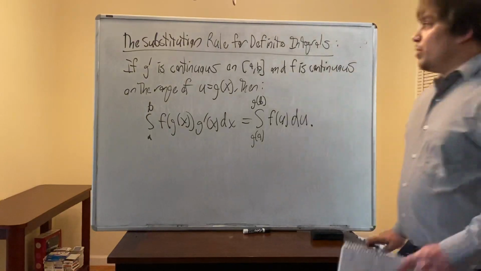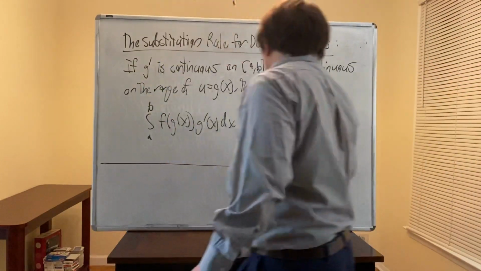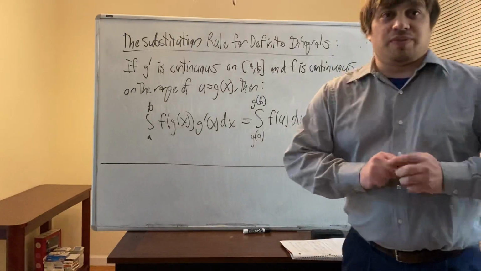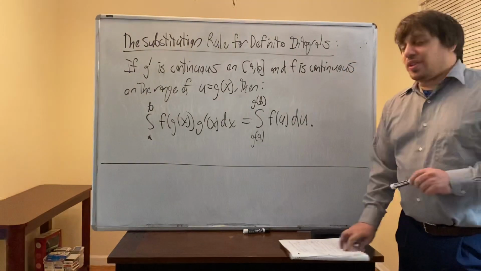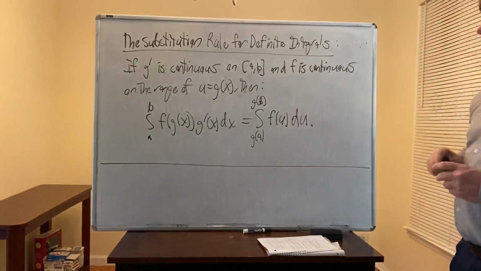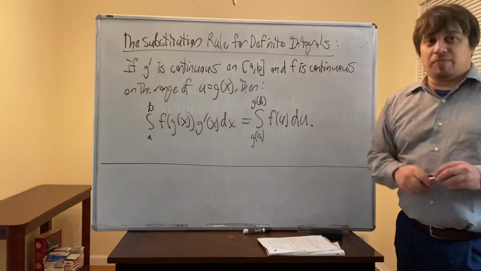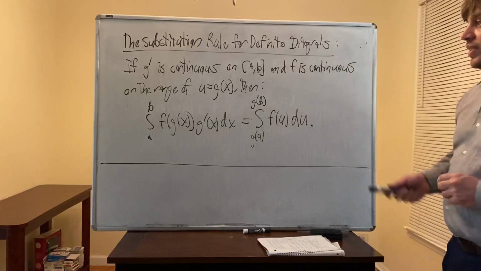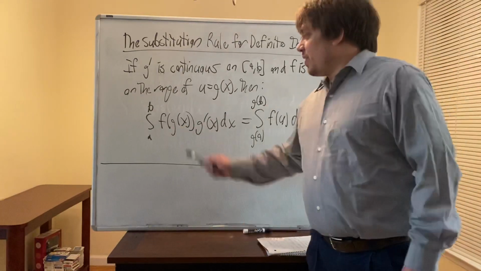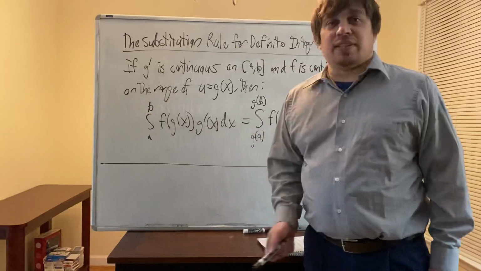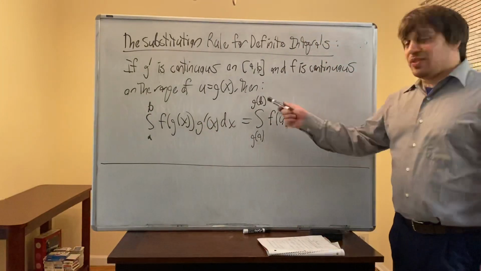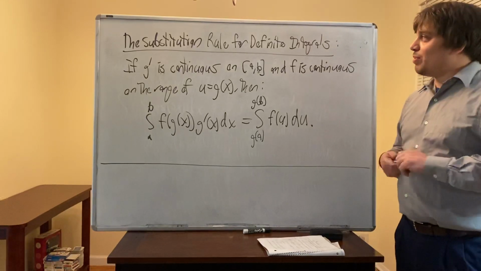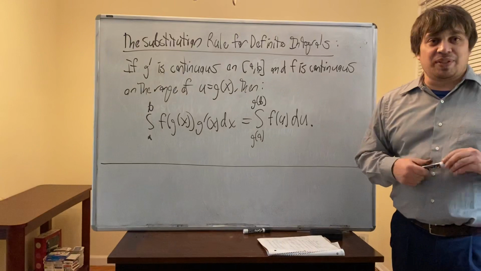So this is the substitution rule for definite integrals, and it looks even more confusing than the substitution rule for indefinite integrals. Okay? It's only harder. So if g prime is continuous on the finite closed interval a comma b, and f is continuous on the range of u equals g of x, then the definite integral from a to b of f of g of x times g prime of x dx is equal to the definite integral from g of a to g of b of f of u du.